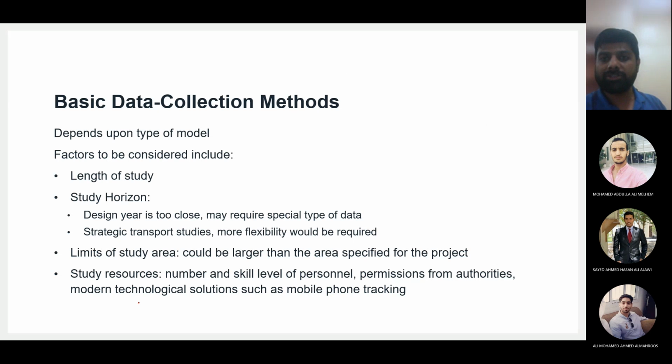Modern technological solutions: do you have them available with you? Mobile tracking, vehicle tracking.